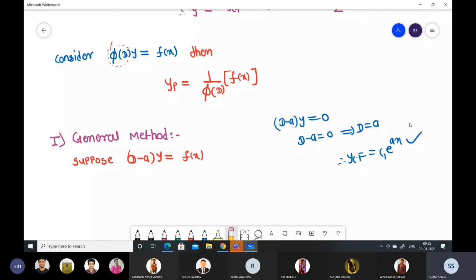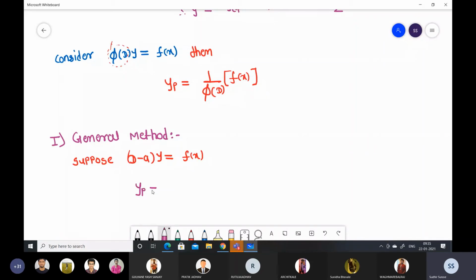But what about yp? We are interested in yp. Let me tell you the formula. In this case, yp is given by e to the power ax, and inside the integral sign you have e to the power minus ax times the right hand side f of x dx. You don't need to write plus c, an arbitrary constant, because this is a particular integral and it does not involve any arbitrary constant. So do not write plus c. This is simply yp.